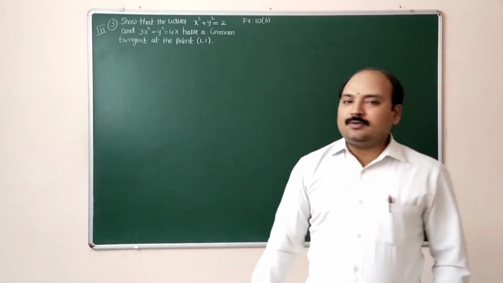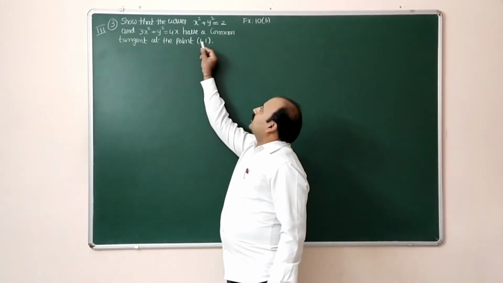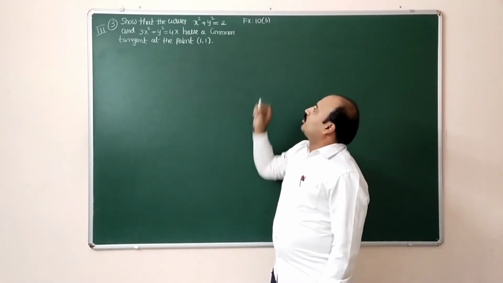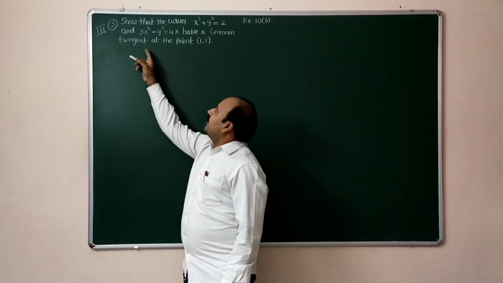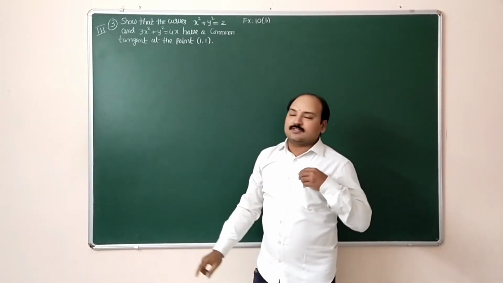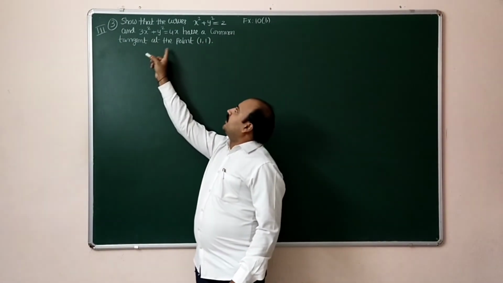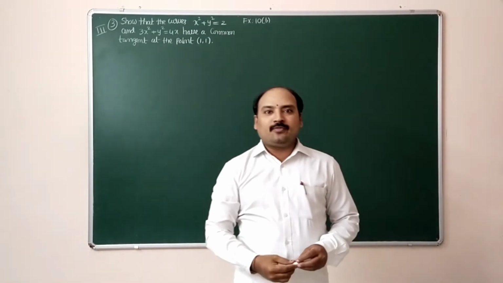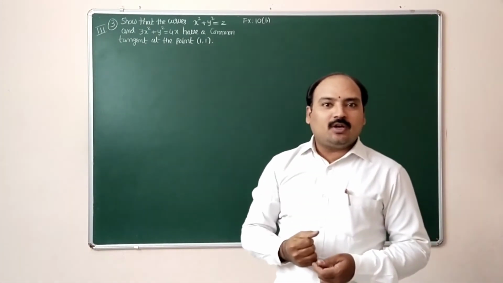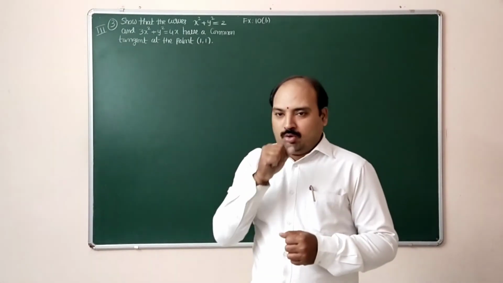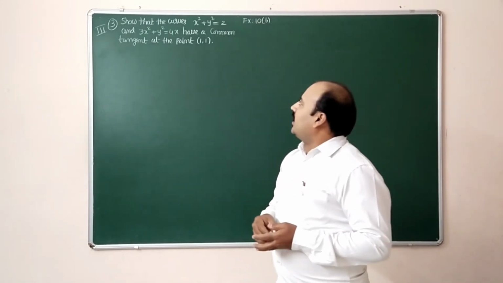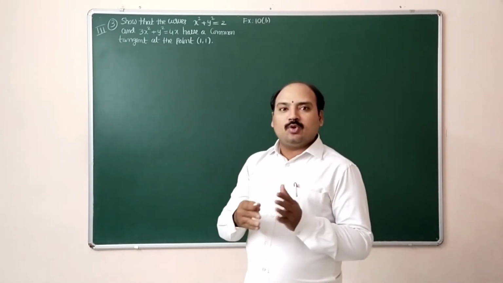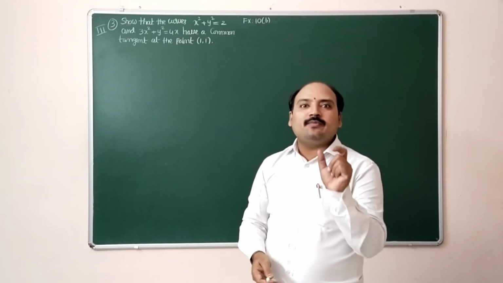The next question. Show that the curves x square plus y square equal to 2 and 3x square plus y square equal to 4x have a common tangent at the point 1, 1. See, two curves are given and one point is also there. They are asking to show a common tangent for both the curves at the point 1, 1.